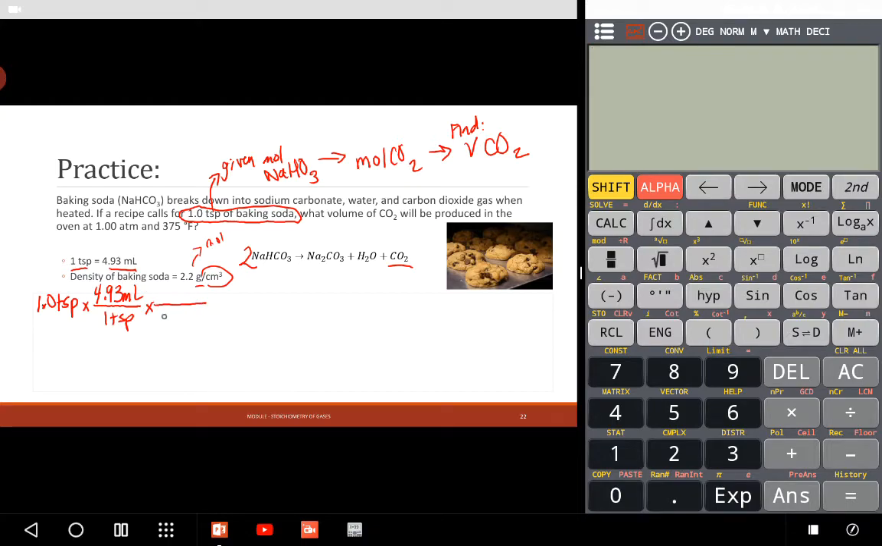Then 1 milliliter is 1 centimeter cubed. And then from the density, I know that 1 centimeter cubed would have a mass of 2.2 grams. Now I can use the molar mass in order to convert my grams into moles of baking soda.